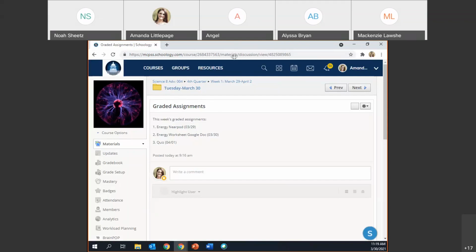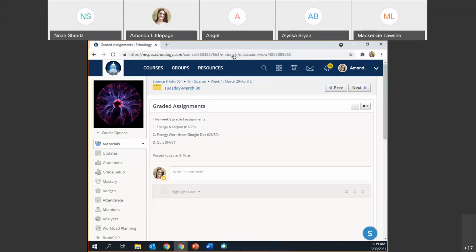Second assignment, energy worksheet. It's a Google Doc. That is going to be assigned at the end of class today, so I'll go over how to do that and when it's due. And then on Thursday, we will have a quiz in this class, minor grades. So these are the 3 minor grades you should expect to be going into the grade book this week. Please make sure you don't get behind. You don't want to go into the week of spring break failing because you have not done any work.